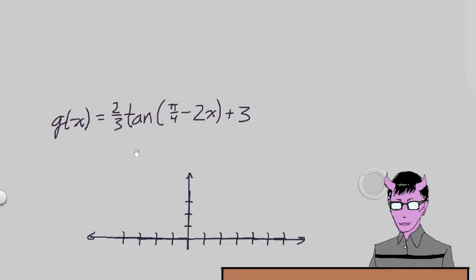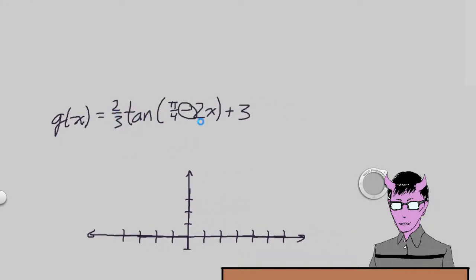So make note of the transformations. We do have a reflection. We do have a period change. We do have this thing in conjunction with this one that will give us the true horizontal shift. And then we do have an amplitude change. And then we have a shift upwards of 3 spaces.